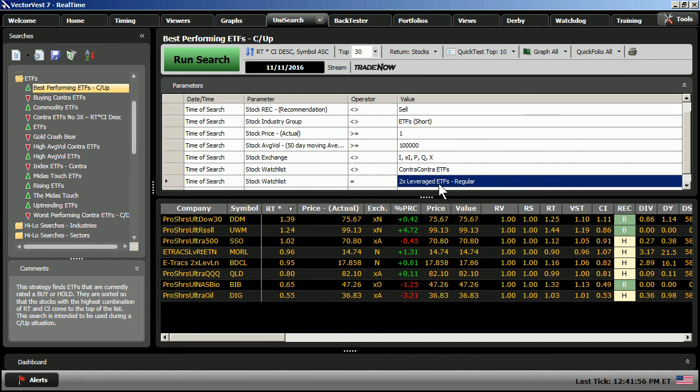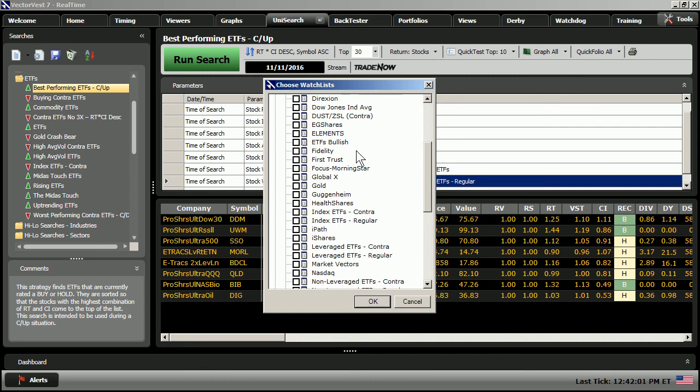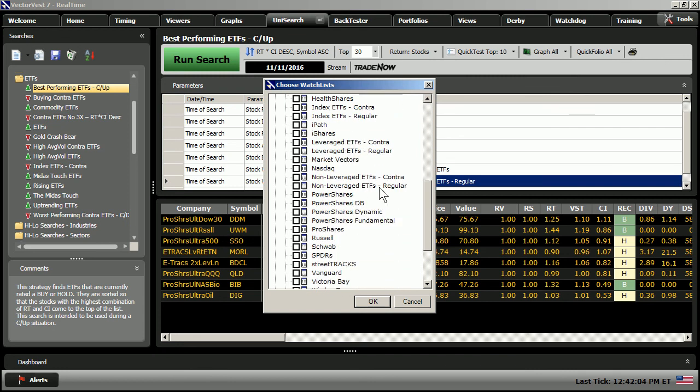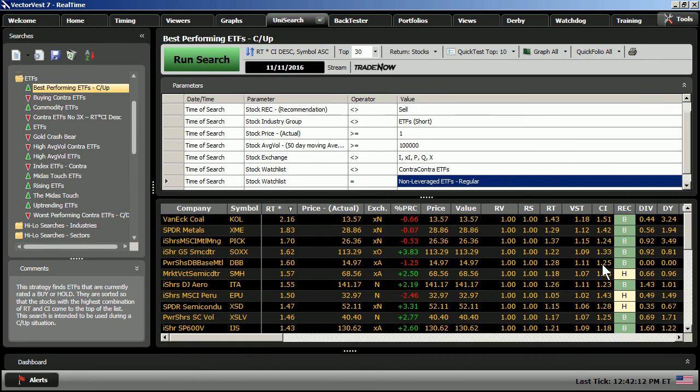Let's take this one step further. Let's change the watch list one more time to reflect the non-leveraged regular right here. Click on OK. Run the search. Here we have more than 10 stocks. Again, none of them that are sells. All of them have an average volume greater than 100,000 shares. And I love this sort to bring the ETFs with the RT times CI, good stocks that are moving up in momentum, and they go up more than they go down. That's what the RT times CI stands for.